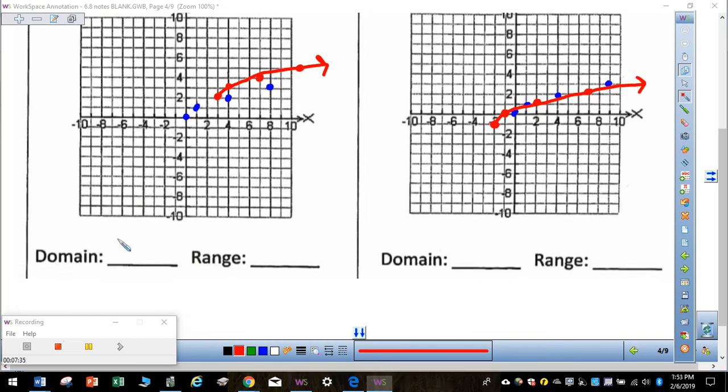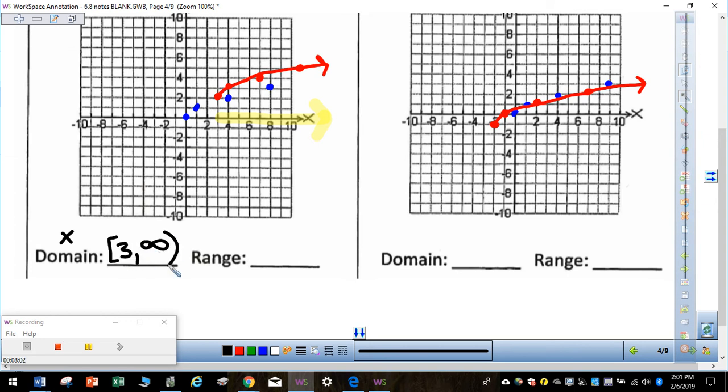Okay, I forgot about the domain and range. So let's go back and talk about that for the first graph. We'll see how that ends up being different for the second one. So again, domain is asking what are the x values that correspond to points on the graph. So what I want you to notice here is that the only x values are from 3 up to infinity, because we don't have any x values to the left of 3. And so instead of our cutoff being 0, as it was in the original, now it's at 3.